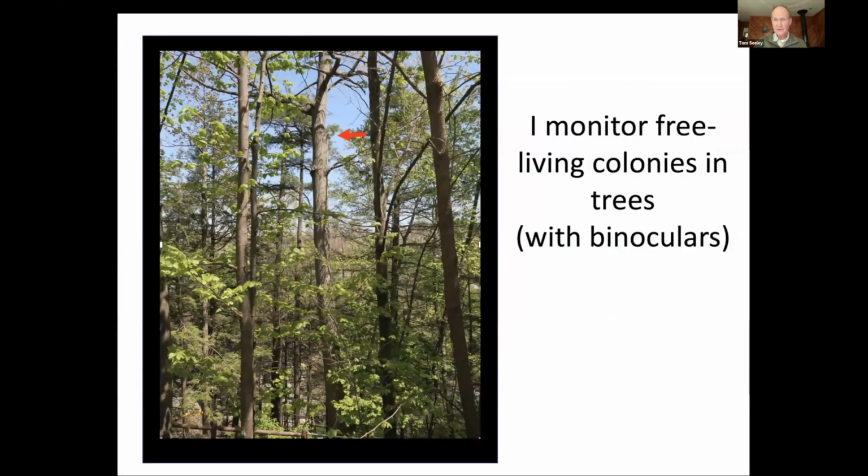And I monitor the free-living colonies, which are in trees in the forest. As we just heard from Filipe, they tend to be high up. So my key tool here is binoculars.